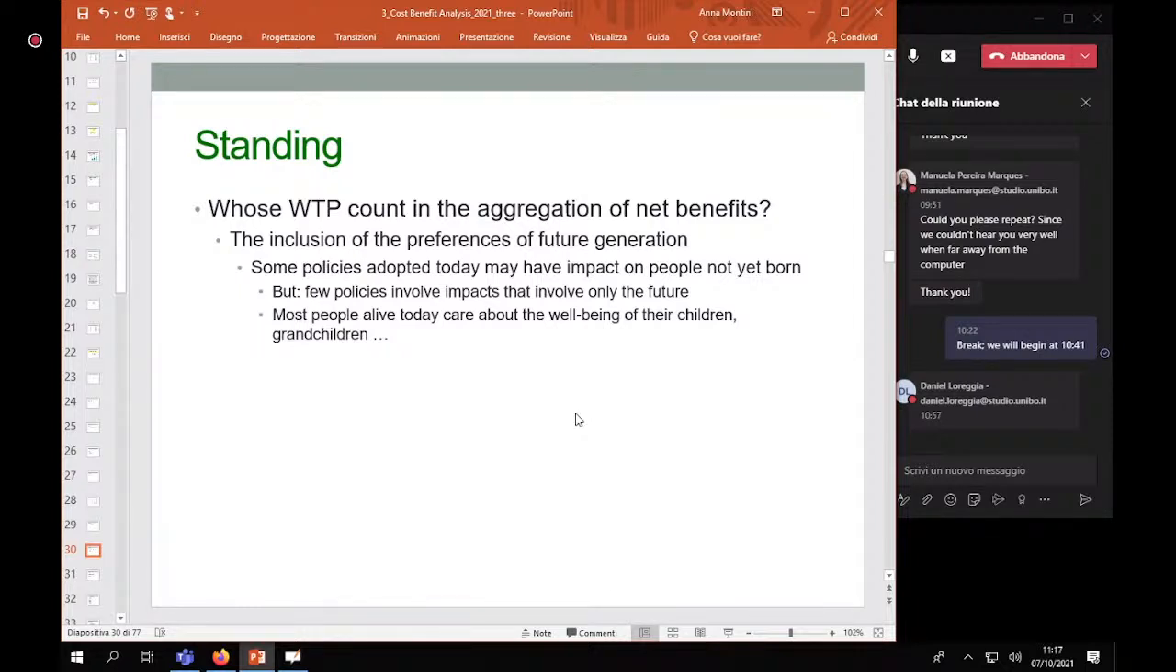But more or less, in all sample surveys, we have to calculate the median of the willingness to pay, and not the mean, or not only the mean.